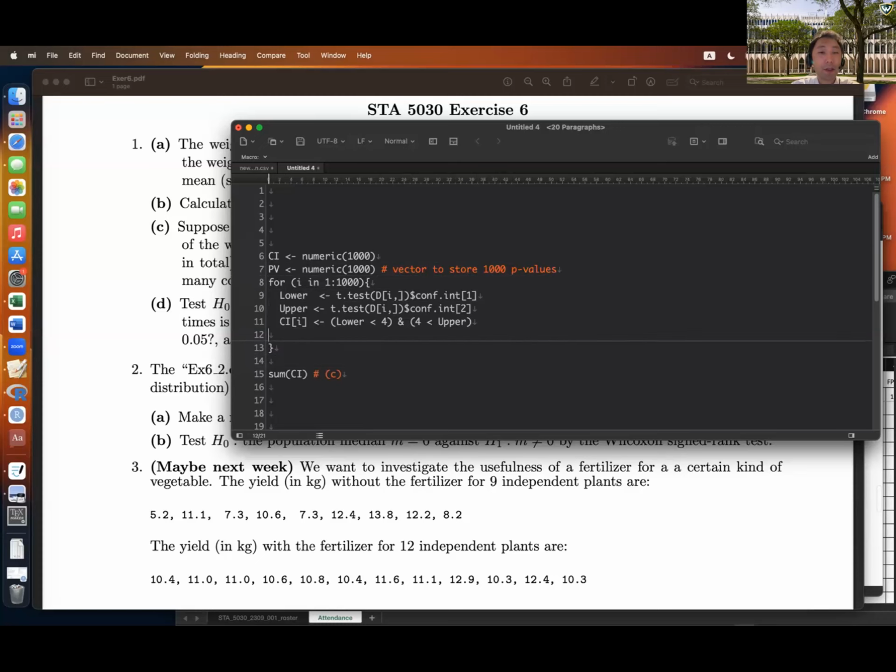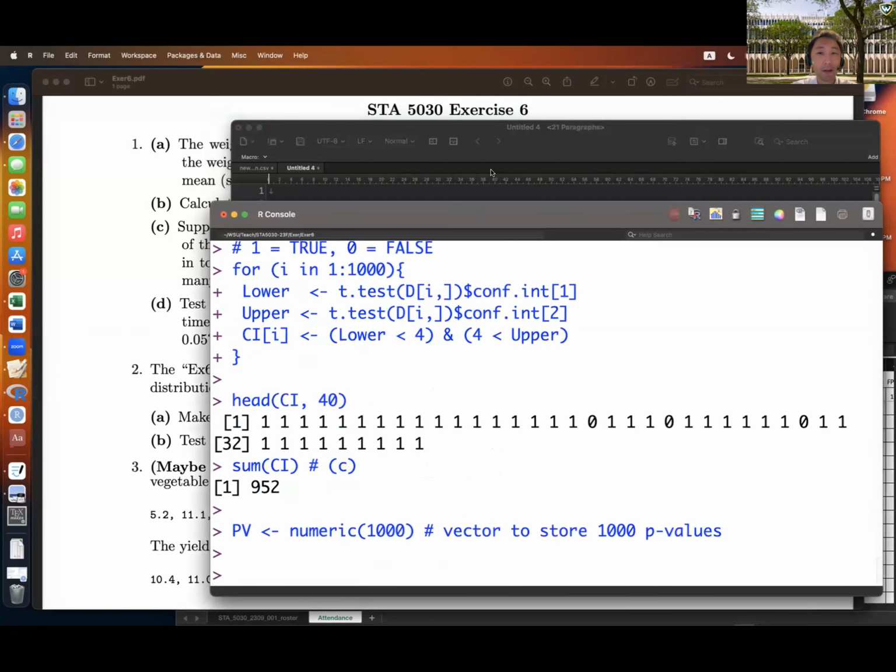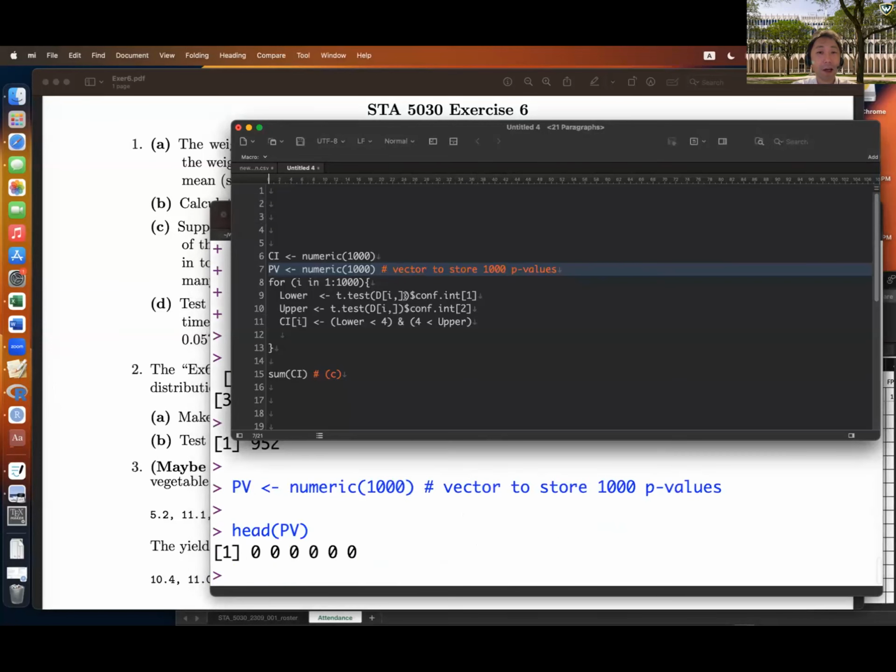And then each time, in case of PV, we want to define this, and PV is just the vector of 1000 numbers, zeros. And we want to store the p-value in PV. So maybe we have to run this for loop once again. But we can test the p-value of the t-test for the ith line, that is the p-dot value. So in this way, we can save all p-values.